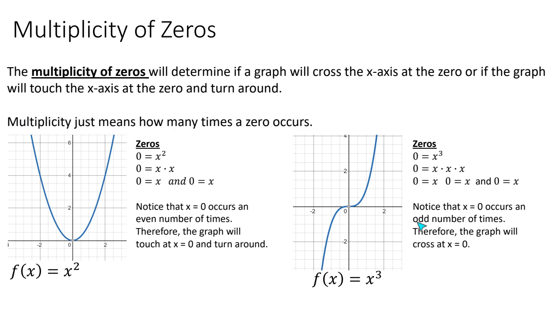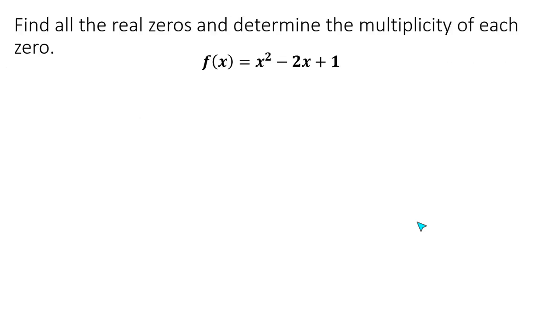And if it's an odd number of zeros, then it's an odd multiplicity. Okay. All right. So let's look at this example. Find all the real zeros and determine the multiplicity of each zero. So we have f of x is equal to x squared minus 2x plus 1.